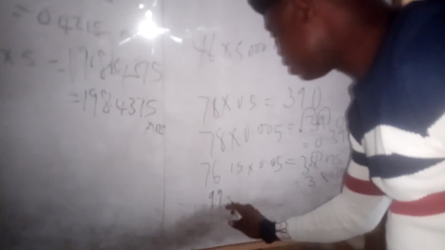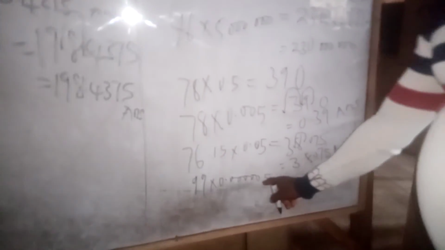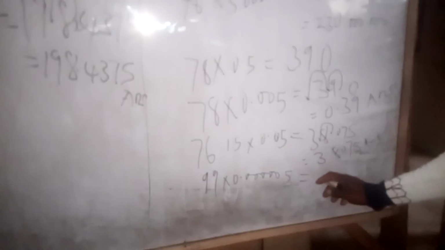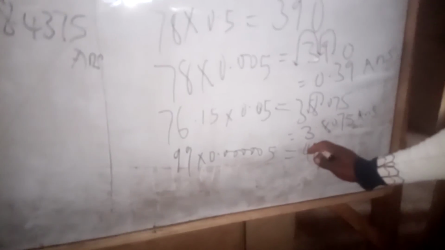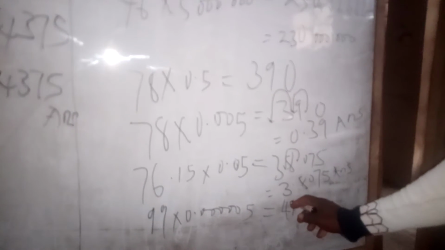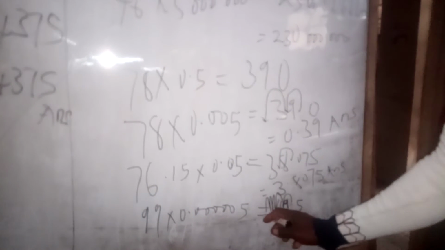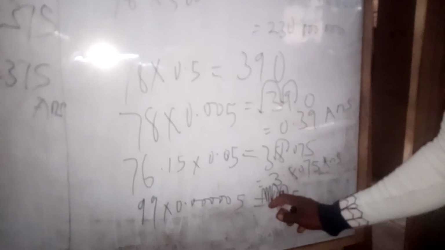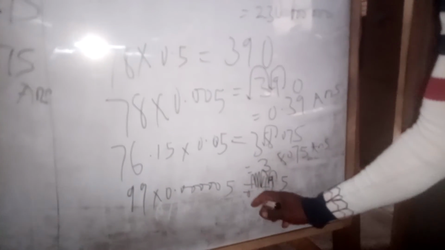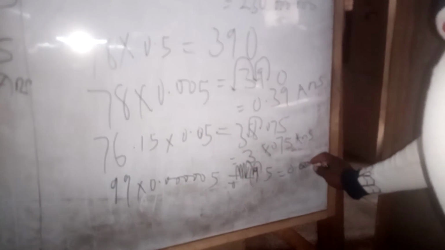Even if you have it as 99 times 0.000005, the half of 99 is 49.5. How many zeros are inside the decimal part? 5 zeros. So shift the decimal place 5 steps backward. 1, 2, 3, 4, 5. That is done. So the answer is 0.000495, and that becomes your answer.